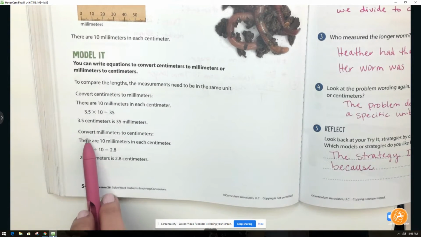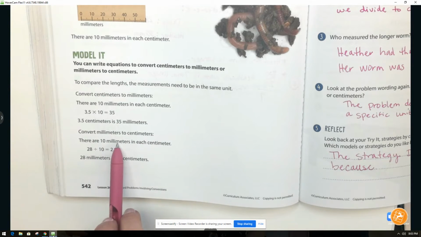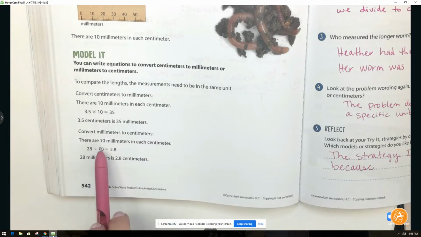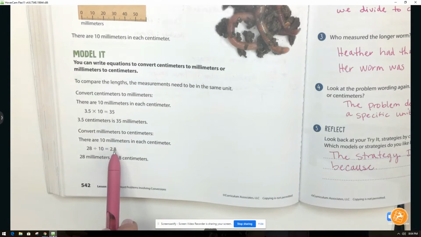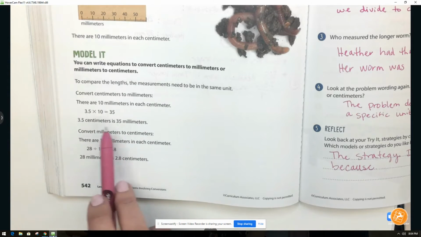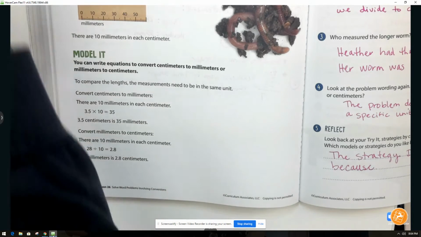Or we could go the other way around and convert millimeters to centimeters. Now remember, when we're going from a smaller unit to a larger unit, we divide. So we start with our 28 millimeters, and then we divide it by 10 millimeters in 1 centimeter to get 2 8/10 centimeters. So either way, we can convert either one. It's really just going to depend on what is your best method.